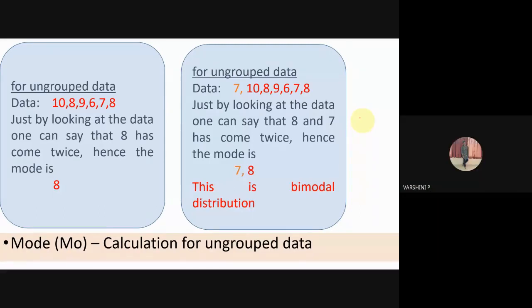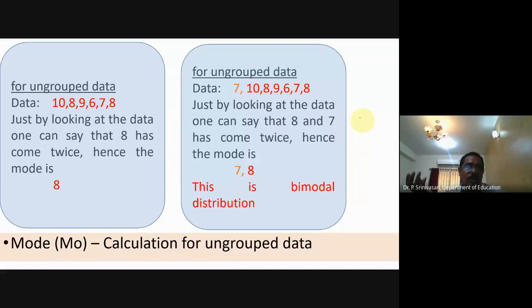432. 94422 is trimodal. 9443322 is also trimodal, 3 modes are there. So a data can have more than one mode also, a few times.